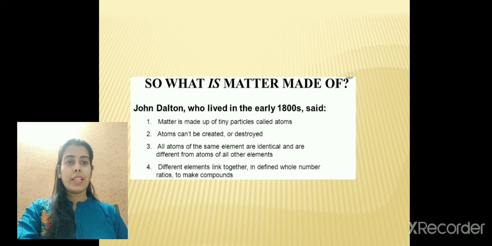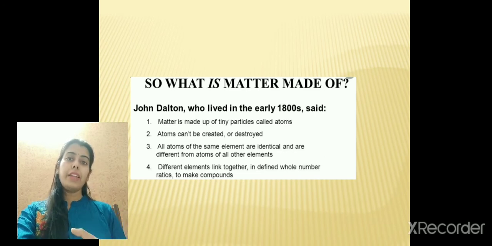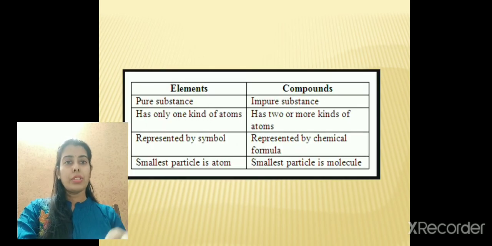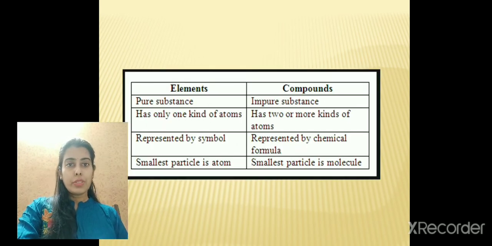Elements are the substances that consist of only and only one kind of atoms. And compounds are the substances in which atoms of different elements, it could be two or more than two, link together or bind together in defined ratios. So that forms a compound. So elements are pure substances, whereas compounds are impure substances.